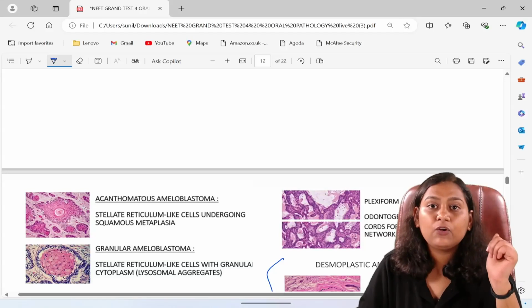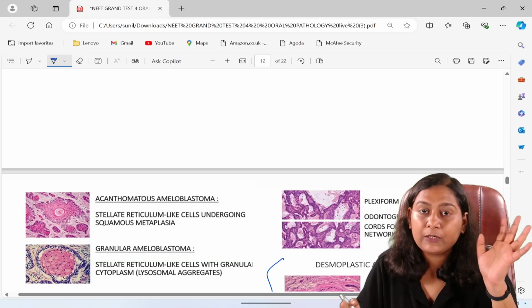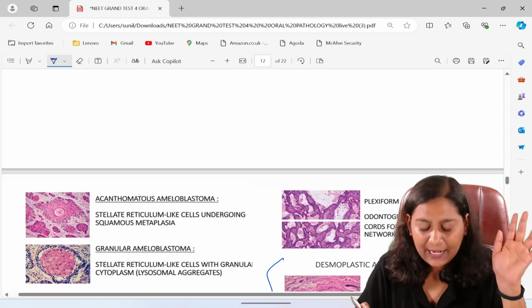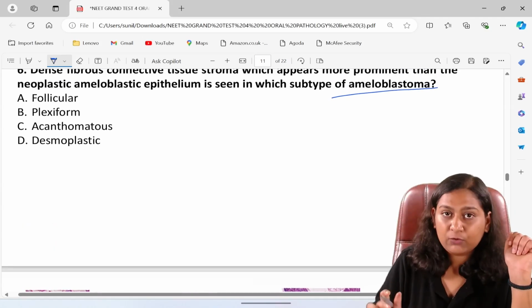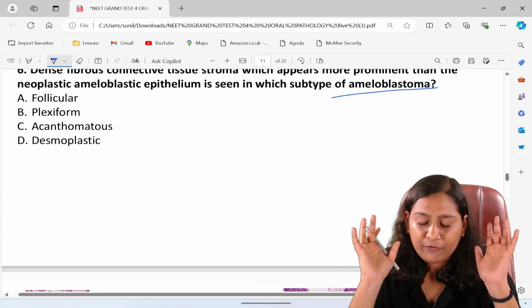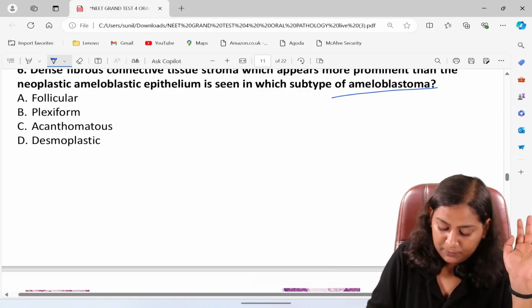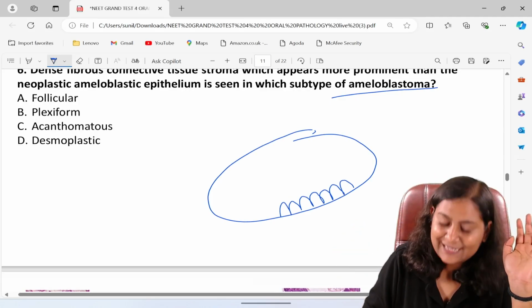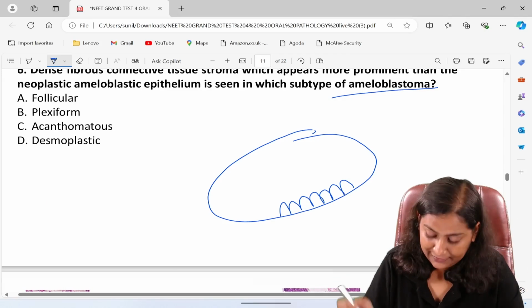Follicular ameloblastoma is the most common type of ameloblastoma. It is not aggressive and does not have a high recurrence rate. Now, first understand the basic structure of the ameloblastoma. It has tall columnar cells exhibiting Vickers-Gorlin criteria.